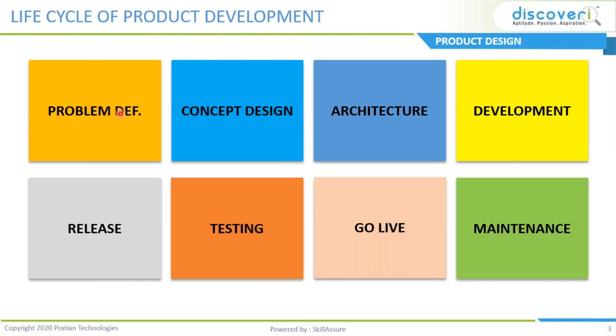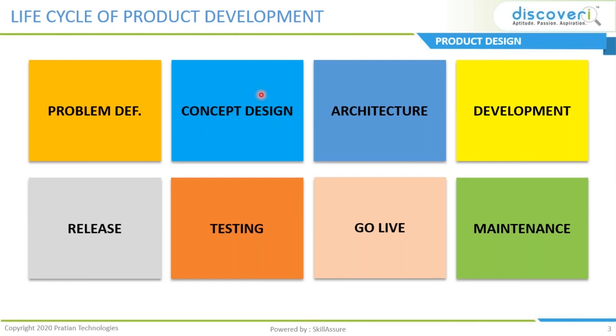Once that is done, the second phase is the concept design. In the concept design phase, the ideas from the previous phase are considered, and the UX designers and UX developers design the prototype of the real application. It is a prototype in the sense that it is a replica of the real application, but only to give you an idea of what the final product is going to be. So that is the concept design.